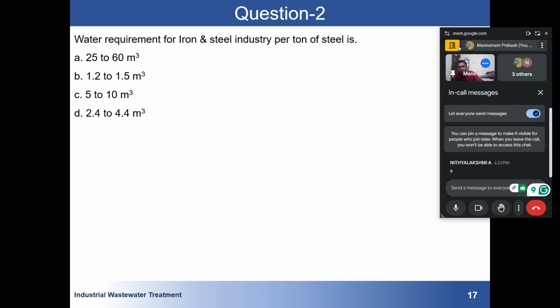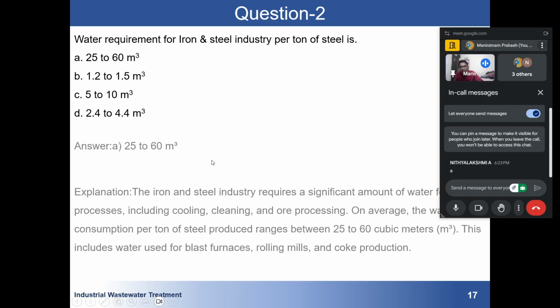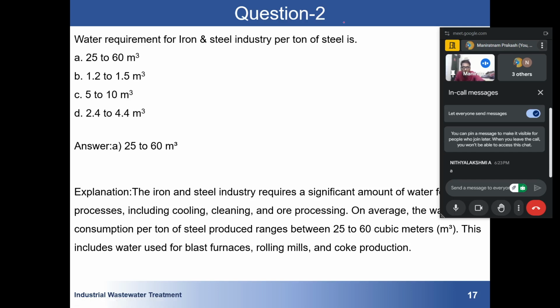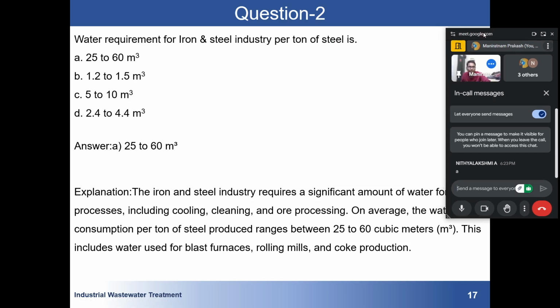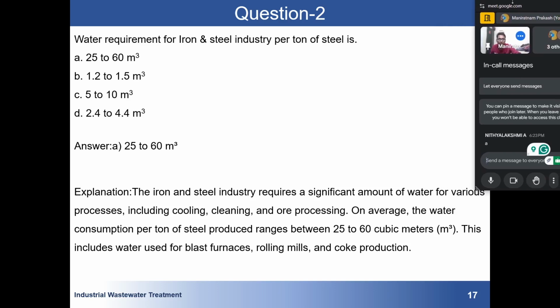The water requirement for... we have got one answer, and the correct answer is A, 35 to 60 meter cube. The iron and steel industry requires a significant amount of water, including cooling, cleaning, and processing. On average, the water consumption is between 25 to 60 meter cube. This water is used for blast furnaces, rolling mills, and coke production.